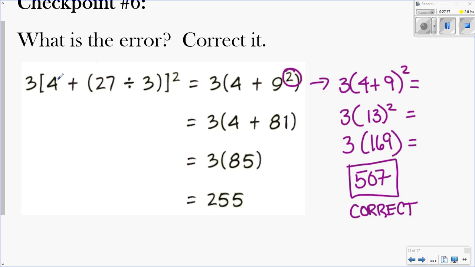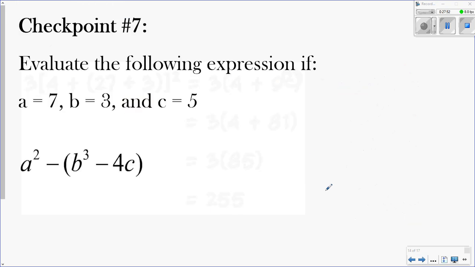If there's a bracket, parentheses, and there's a square outside or whatever power, whatever exponent, it's gonna raise the power of whatever's inside the whole thing inside. Be careful with that. Okay, so now the next thing.